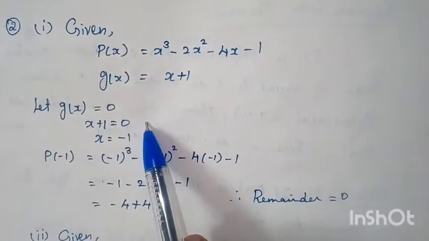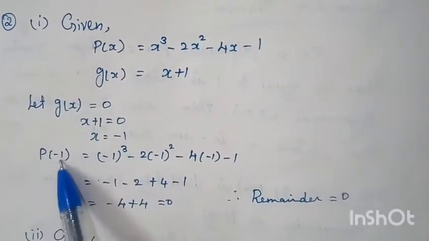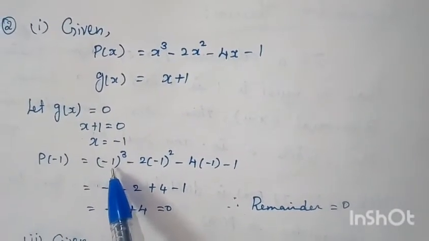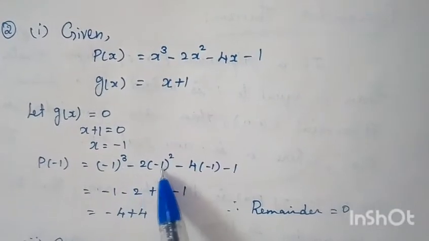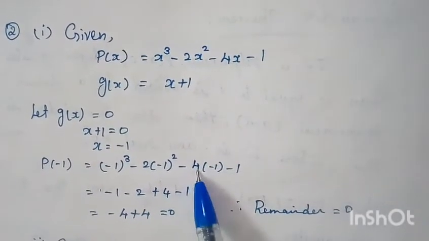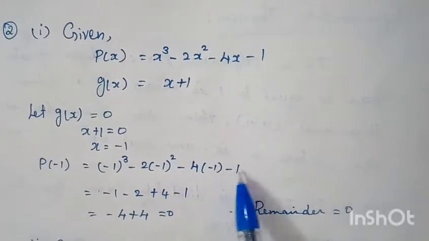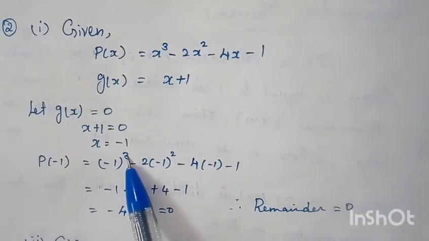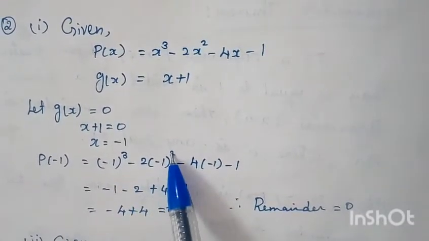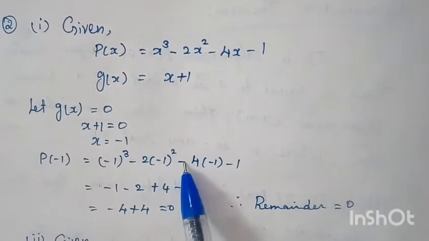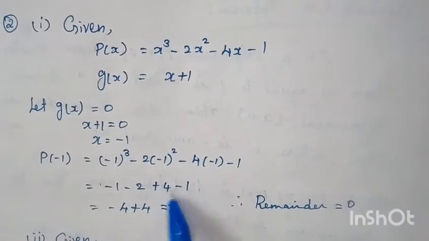Plus 1, you have to transpose to the right hand side. Now you have to substitute p of minus 1. Instead of x you have to substitute minus 1, that is minus 1 whole cube minus 2 into minus 1 whole square minus 1 into minus 4 into minus 1 minus 1. So minus 1 whole cube is minus 1 because the power is odd. 2 into the power is even, so it becomes positive. So minus 2, minus 4 minus 1 plus 4 minus 1.